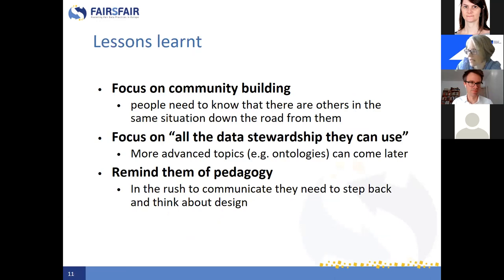So our three key lessons probably are: there needs to be a focus on community building. People need to know that there are others in the same situation. There are people more advanced they can learn from, and there'll be people coming behind them as well who they can help. There is a focus on everything that data stewardship can do, but it's probably more important to do the basics and then come back to the advanced topics later on. And in the rush to communicate, we also need to step back and think about the design. So we've had a sort of whole session on the pedagogy that needed to do the data steward instruction.